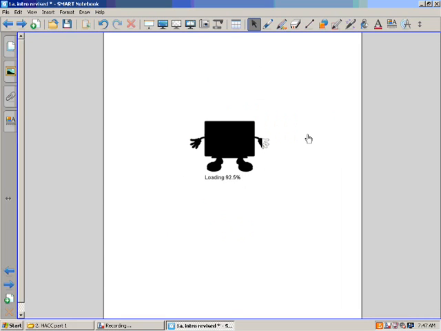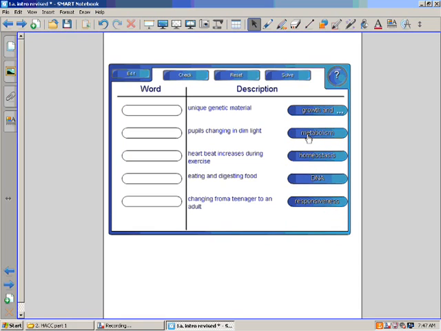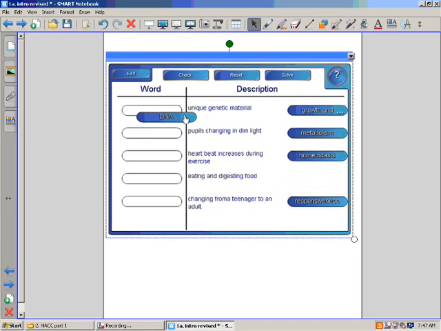So let's match up some of these characteristics of life with a descriptive statement. So unique genetic material, that sounds like DNA. Just like a fingerprint is unique, DNA is unique, except of course for twins, they have identical DNA. Pupils changing in dim light. That sounds like responsiveness. We're responding to a change in the environment.